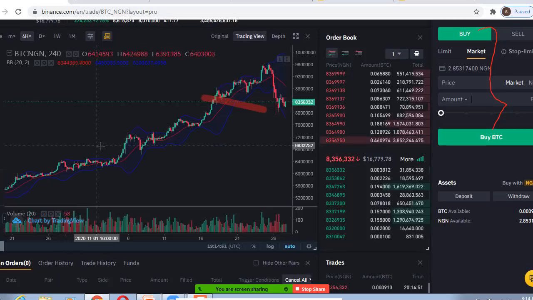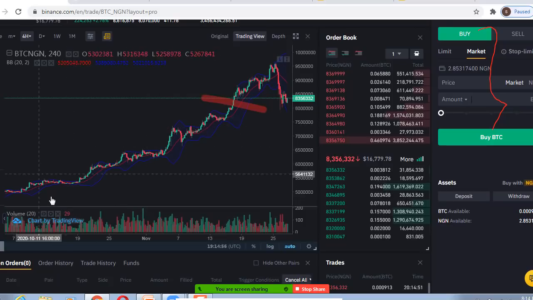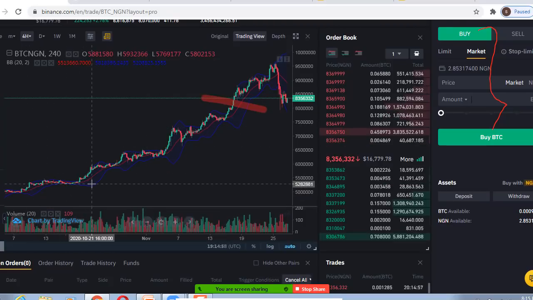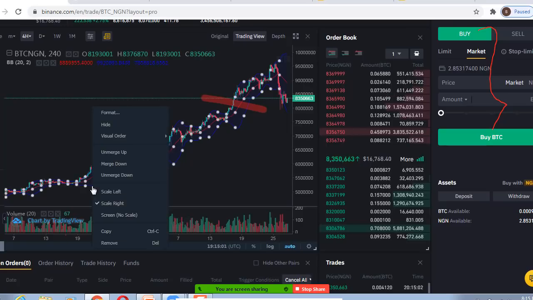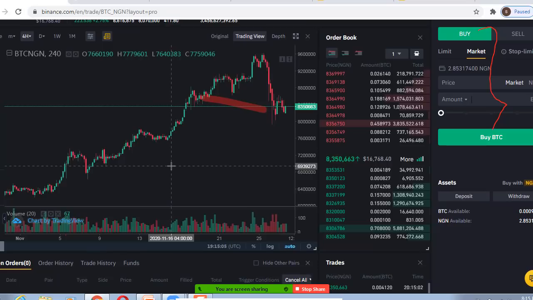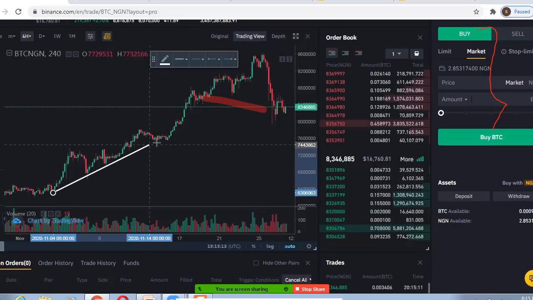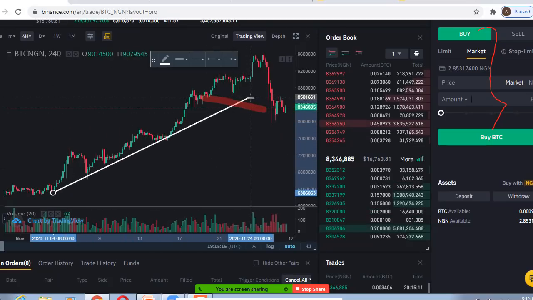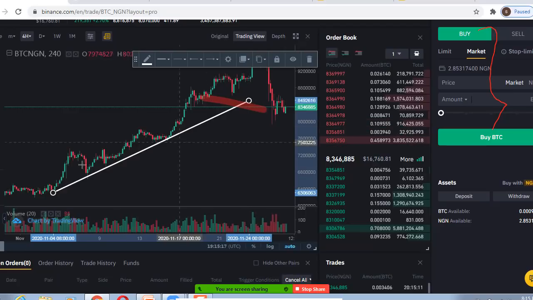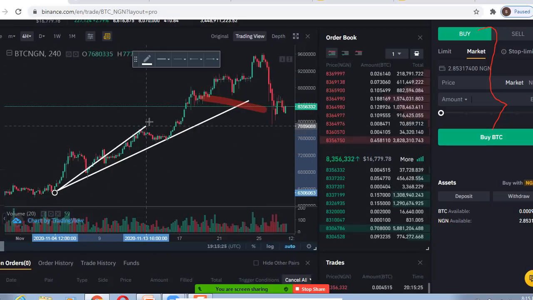Yes, it's a specific point. You are the one to determine the specific point you will draw your trend line from. But the idea is that it should not cross. You can draw a trend line from here to this point. You can see it does not cut across any other chart. Now, if you draw it like this, you're actually wrong.